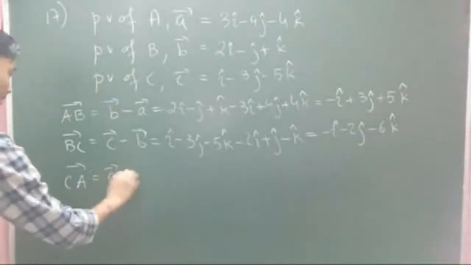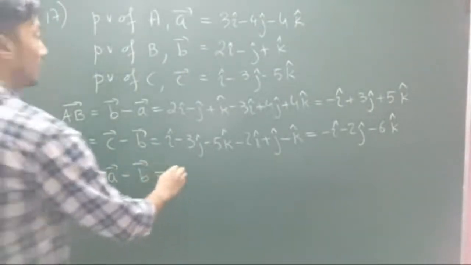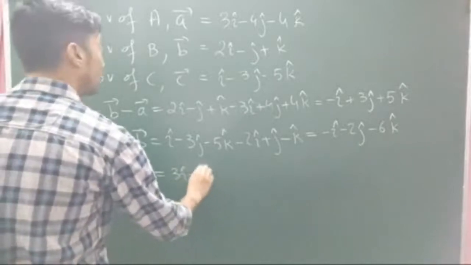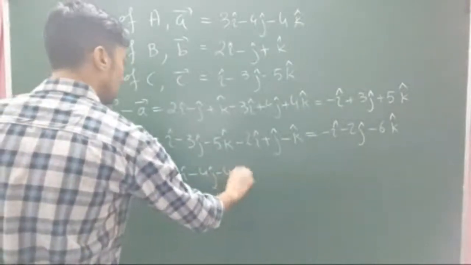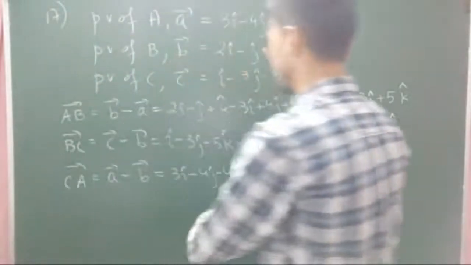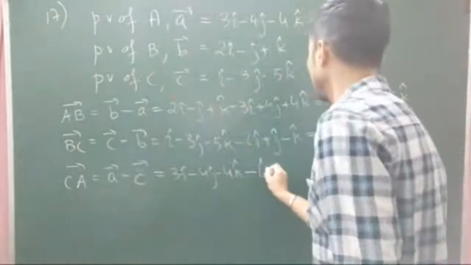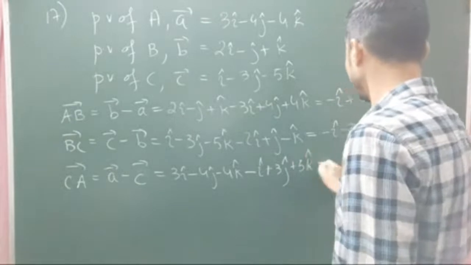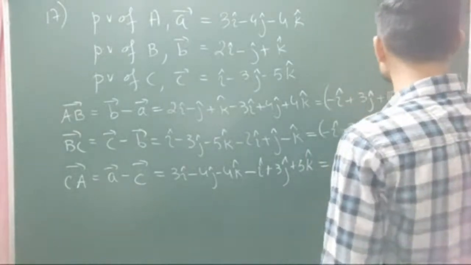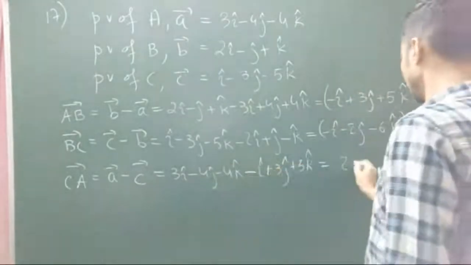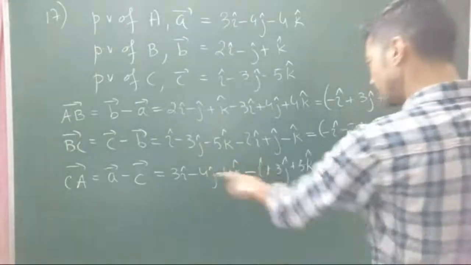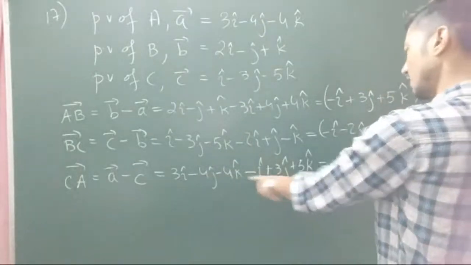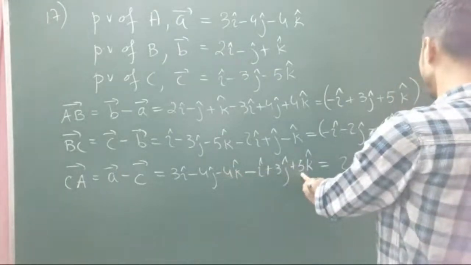Then it was CA, as per the rotation. So A minus C. So A is 3i minus 4j minus 4k minus vector C, that is i minus 3j minus 5k. So this will be 3 minus 1, 2i, minus 4 plus 3, minus j, minus 4 plus 5, plus k.